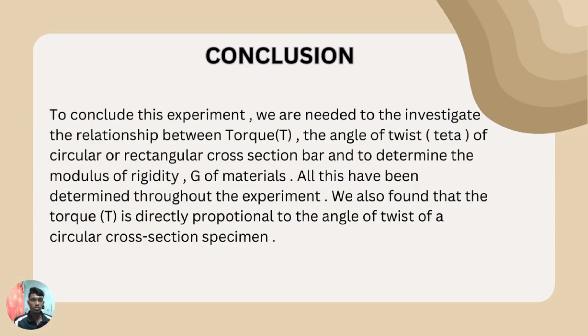Lastly, to conclude this experiment, we are needed to investigate the relationship between torque and the angle of twist theta of a circular or rectangular cross-section bar, and to determine the modulus of rigidity. All these have been determined throughout the experiment. We also found that the torque is directly proportional to the angle of twist of a circular cross-section specimen.